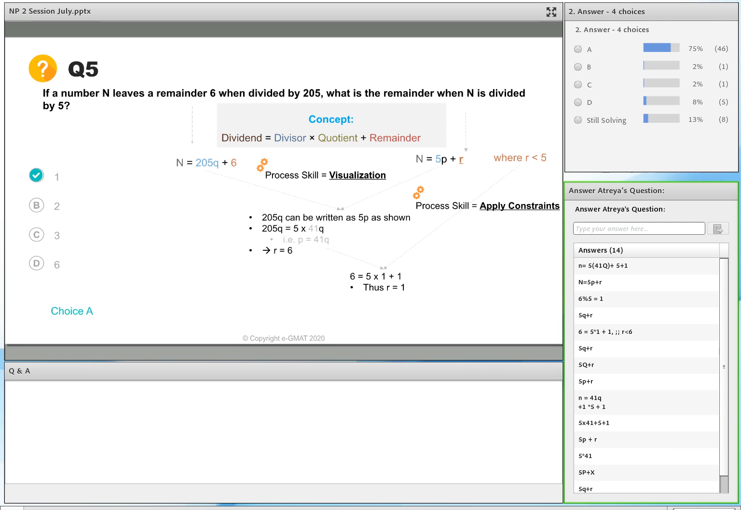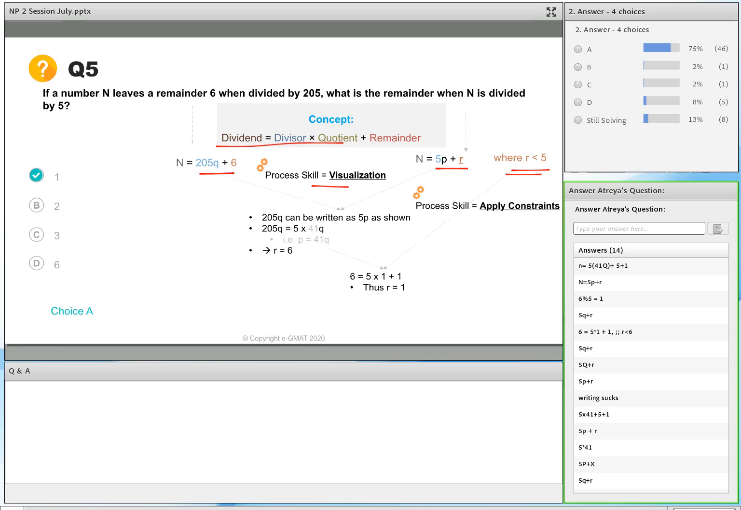Now let's move into the answer. Now I know that dividend is equal to divisor times quotient plus remainder. You've already told me that n can be written as 205q plus 6. n can also be written as 5p plus r. One very important constraint over here is r is less than 5, right? Very, very important. I'm very sorry for that. r has to be less than 5, where r is the remainder. r is always less than the divisor.